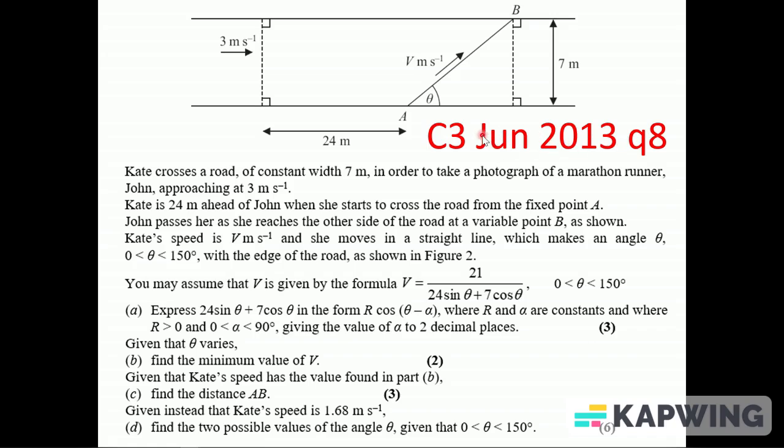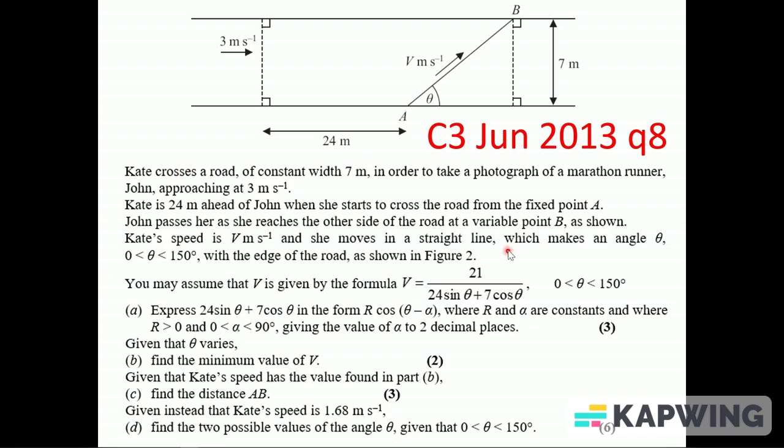Right, with the C3 June 2013, so the old specification, last question on the page, trig question, long words. We've got the R cos thing, the sine and cos into one cos. We're going to find the minimum, another distance, and solve an equation.